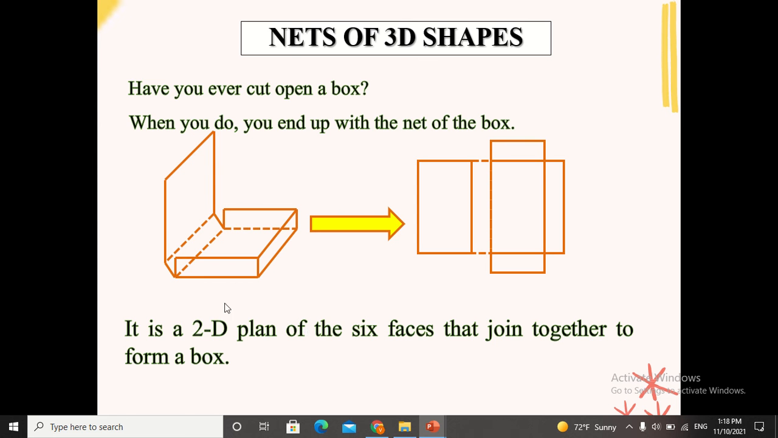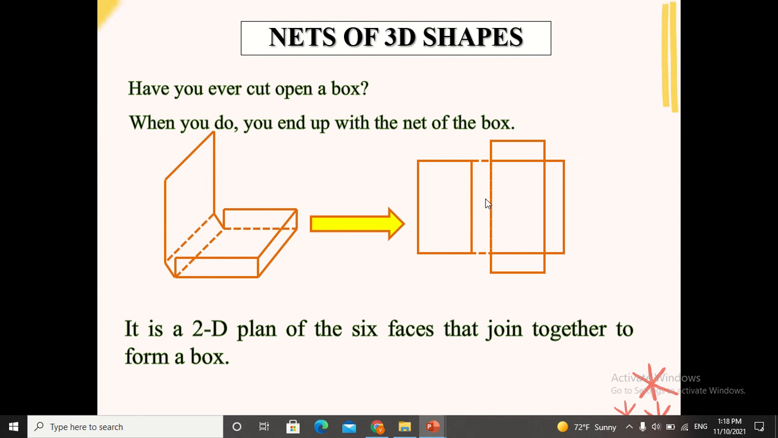We have two rectangles, which are two faces of the cuboid. The two faces are the top face and the bottom face. And this, this, this, and this are four faces. These four faces are the side faces.